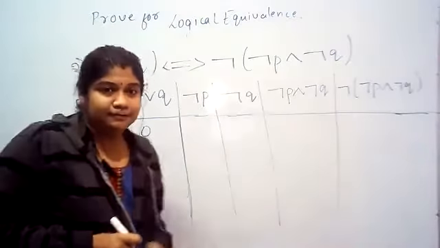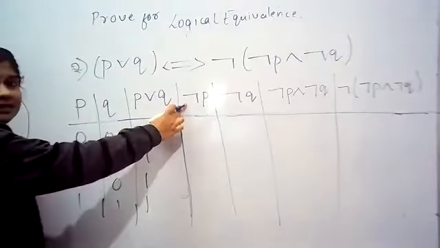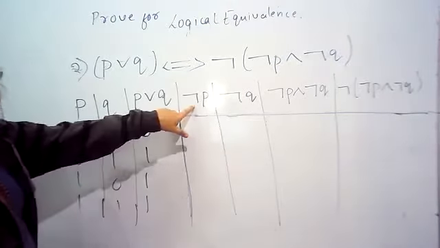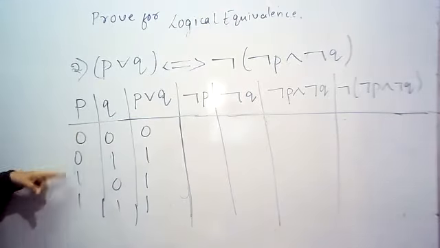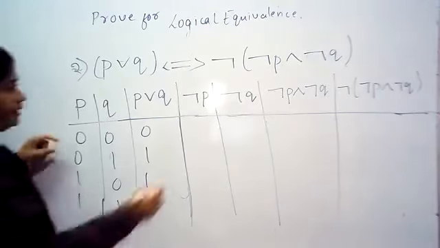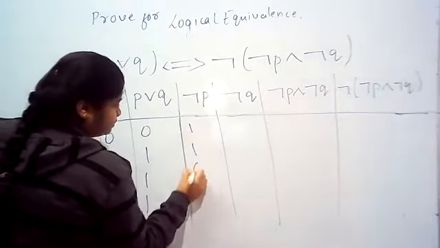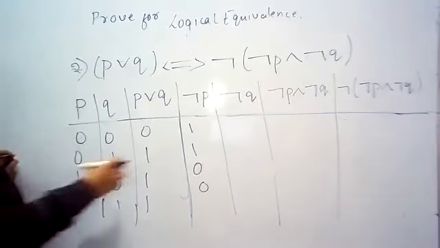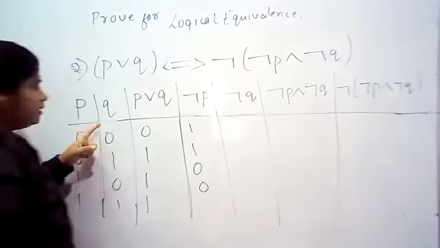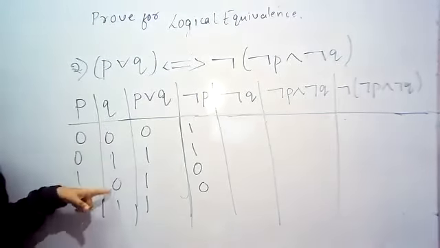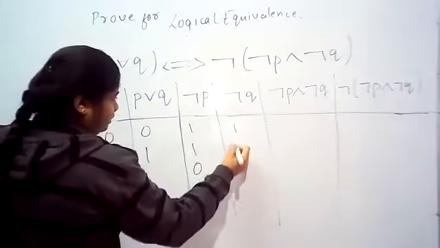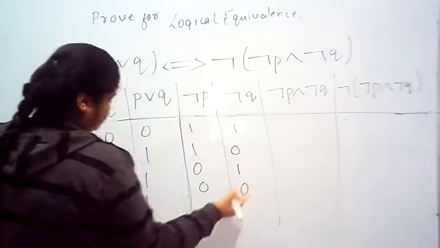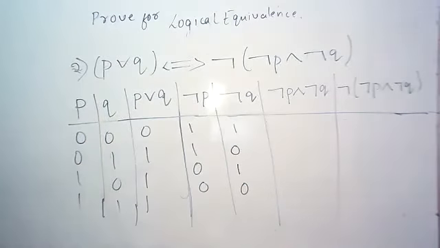Now we'll see this. First is negation P. What is negation P? P is 0 0 1 1. I need to negate. I will be getting 1 1 0 0. Then I have negation Q. Q is what? 0 1 0 1. If I negate, what will I be getting? 1 0 1 0.